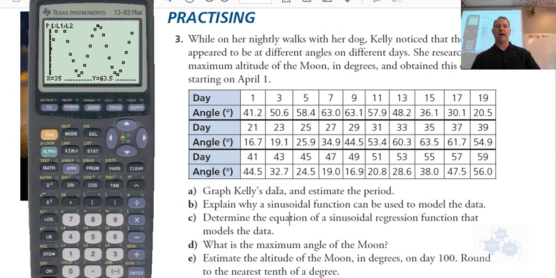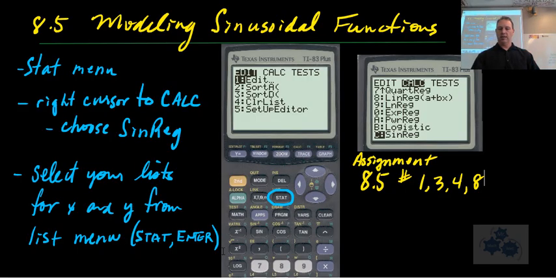So graph Kelly's data. Now what you need to do is sketch this. Again, just sketch it really quickly so you can show it in your book. Even though we're graphing on the calculator, you need to transfer that quickly into your notebook. As you do that, you're also going to write down the period, which we said was 35 minus 7, or 28. Okay, so take a moment to do that. That's A.